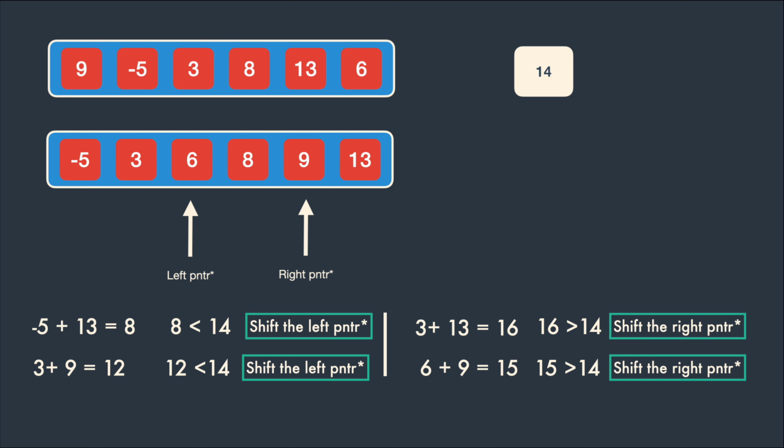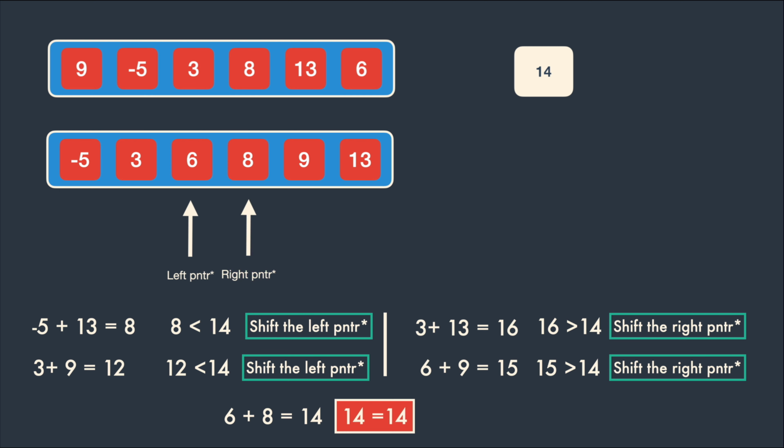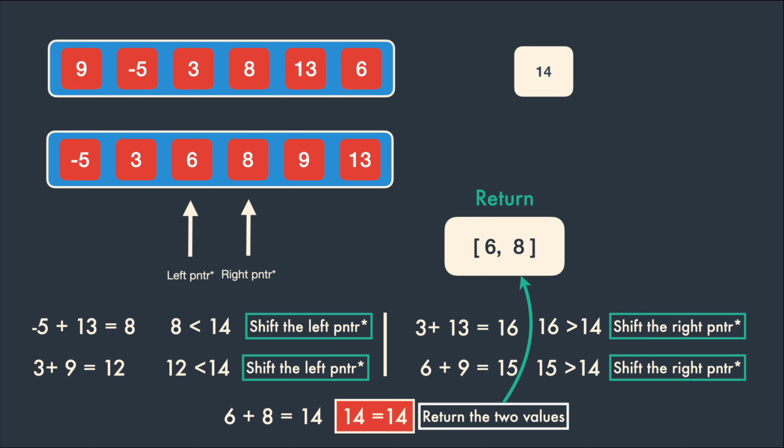In this case, we're left with the left pointer pointing to 6 and the right pointer pointing to 8. The sum of these two is going to be 14. And 14 is equal to the target value, which is 14. Since the solution has been found, we can now return the answer. The answer is 6 and 8.